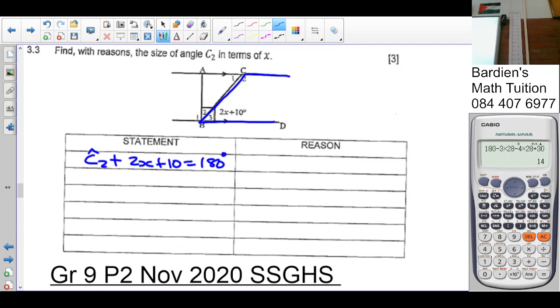Why? Co-interior angles, with AC parallel to BT. Angle 3 is actually 2x plus 10. You understand? So C2 is equal to 180 minus 2x minus 10, 180 minus 10 minus 2x. So C2 in terms of x is 170 minus 2x. You understand? Yes.